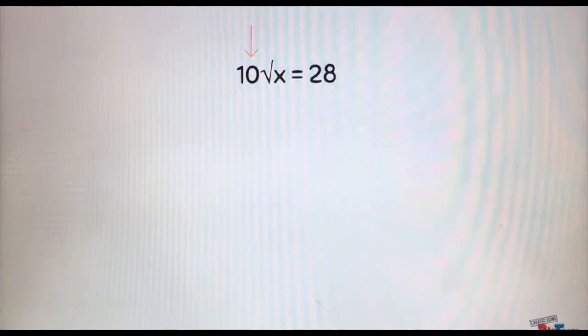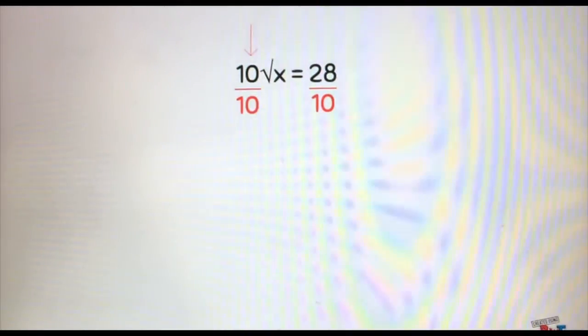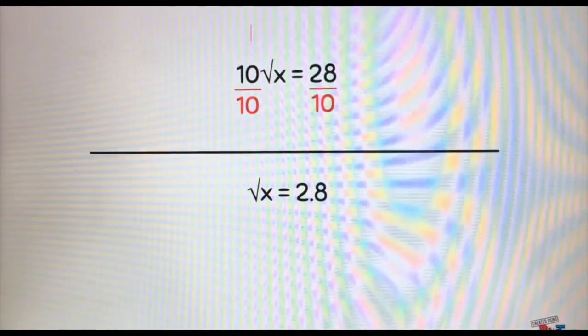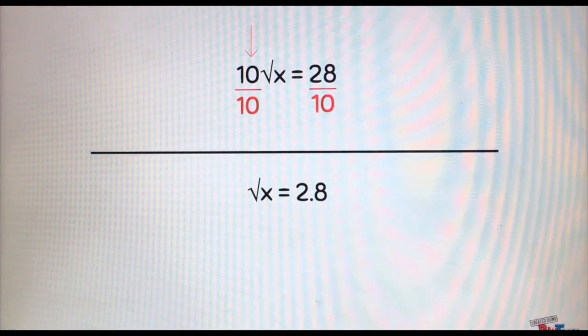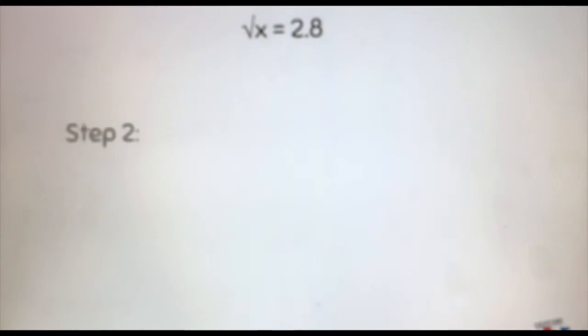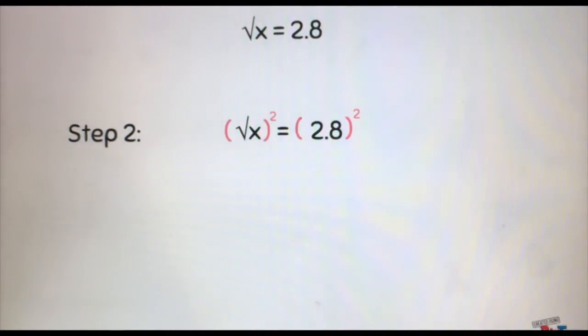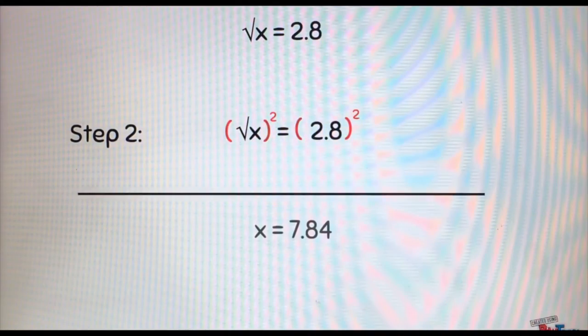We will further isolate the equation by dividing both sides by 10, which leaves us with root x is equal to 2.8. Now we square both sides and end up with x is equal to 7.84.